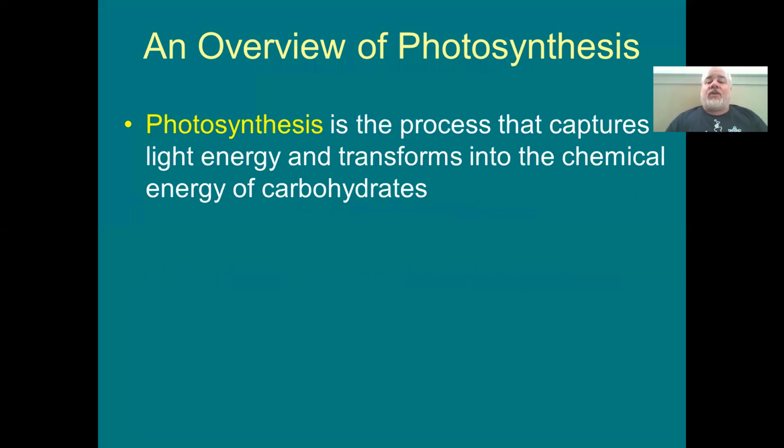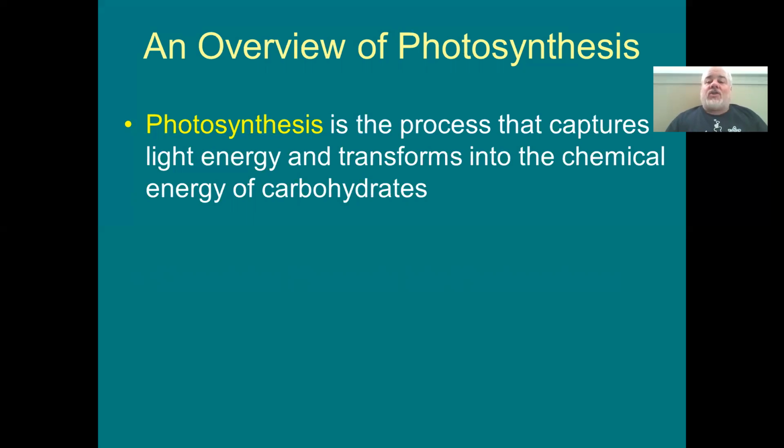So first, photosynthesis is the process that captures light energy and transforms it into the chemical energy of carbohydrates. So it doesn't say light energy of the sun, because artificial light can work just as well. It's the wavelengths of light that is important. Now, the sun gives lots of wavelengths of light, and plants just use some more efficiently than others in order to convert it into carbohydrate.